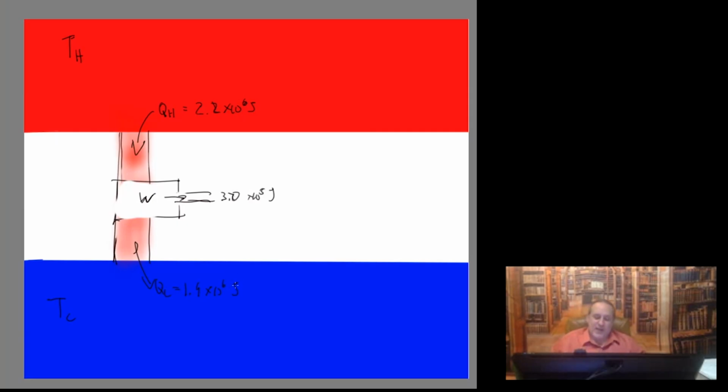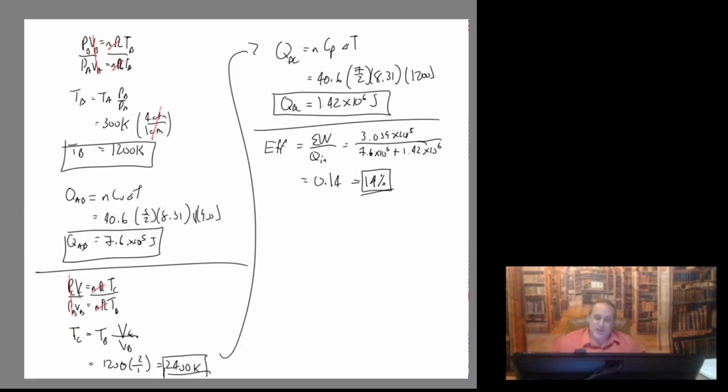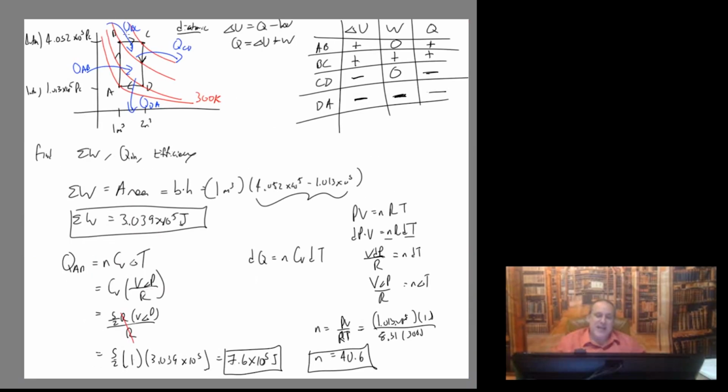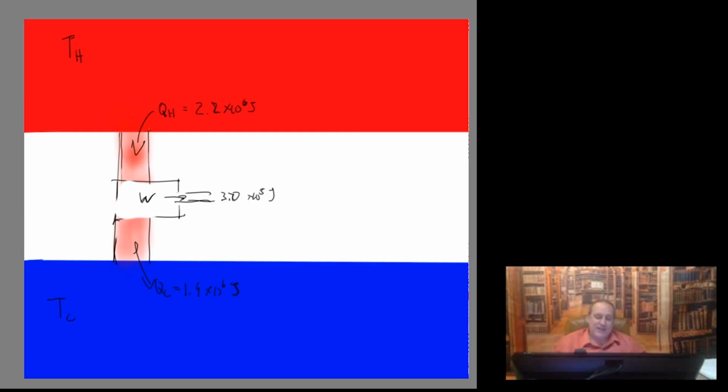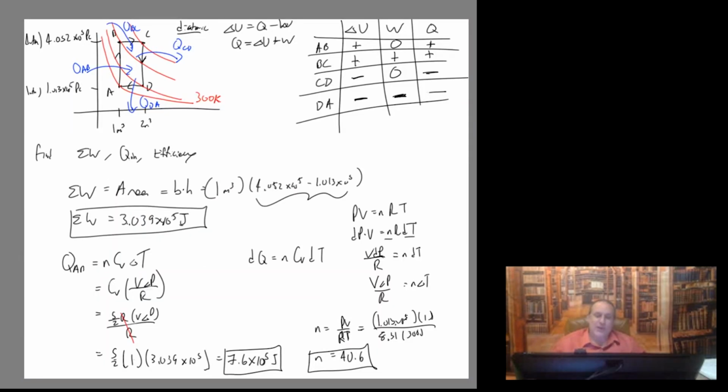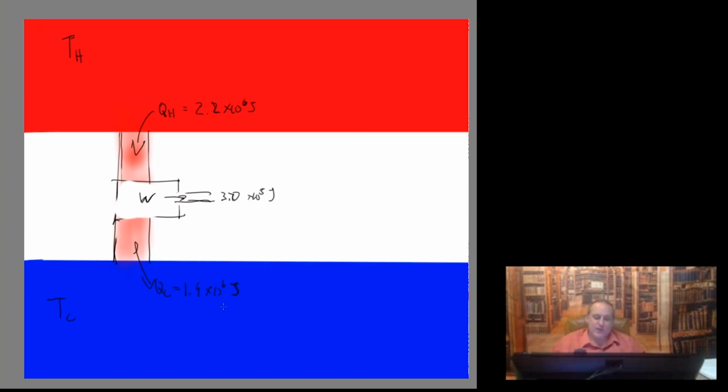Okay, so that's the picture that we want to be thinking about. This is how it works. Those two heats flowing in, the QAB and the QBC, those are both my Q hot. And the two heats flowing out, the QCD and QDA, those are both the heat going to the cold place. And then the area of that loop is my work.